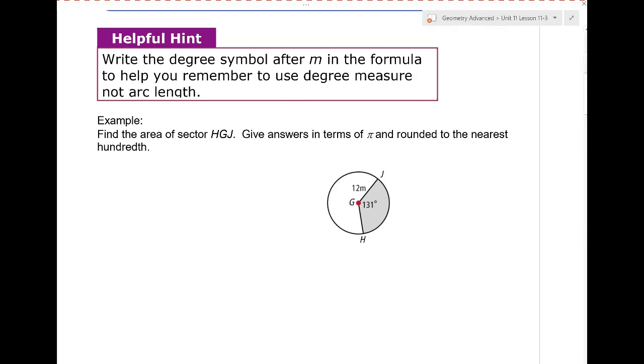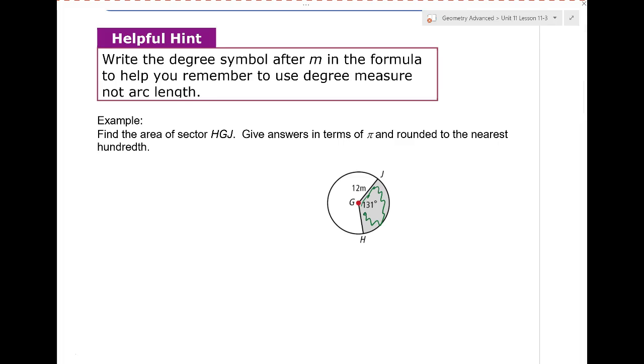Guys, I have a feeling you're going to want your calculators out because most of you don't like fractions, and there's going to be lots of fractions for answers with this. So make sure your calculators are out. But what's the one thing I need to do for this? It says find the area of sector HGJ. So that means I know I'm looking at this one right here.